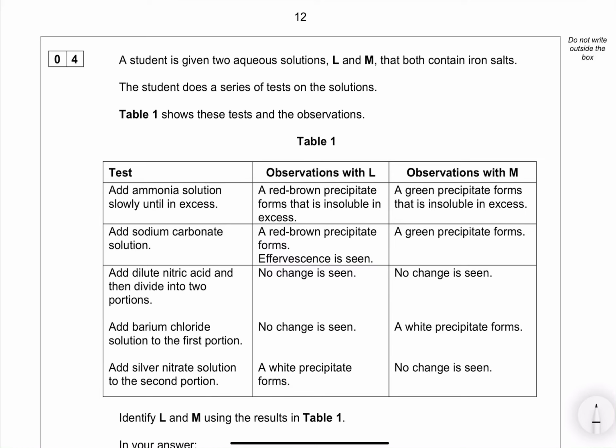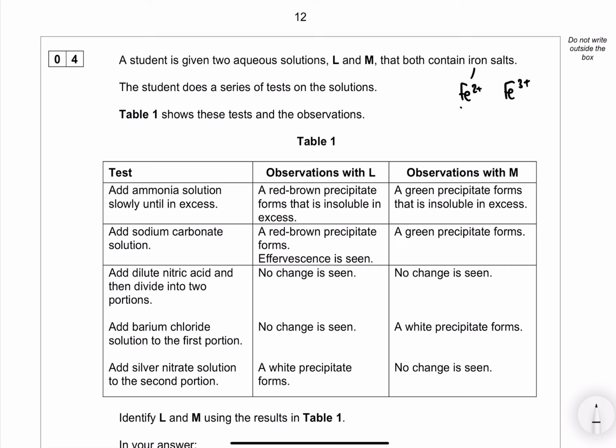A student is given two aqueous solutions, L and M, that both contain iron salts. The student does a series of tests on the solutions. Table 1 shows these tests and the observations. So we know that they're iron salts, and we know that we're getting some results. We know that Fe can only be Fe2 plus and Fe3 plus.